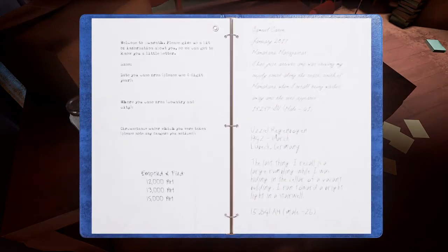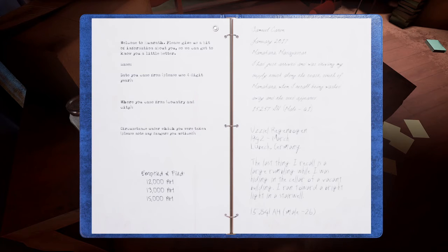Alright, let's see what's in here. Welcome to Hunrath. Please give us a bit of information about you so we can get to know you a little better. Name, date you came from, please use 4-digit year. Where you came from, country and city. Circumstance under which you were taken, please note any dangers you notice. Emptied and filed, 12,000 AH, 13,000 AH, 15,000 AH.